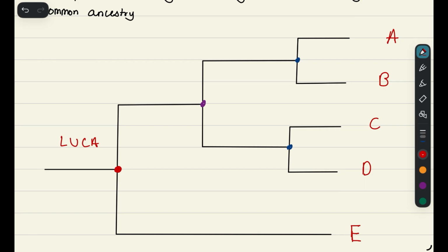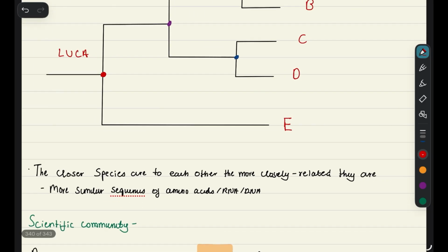And then also just making sure you're looking at the tree. If they're closer together on the tree, they are more closely related. So make sure you're looking at where these places branch off.